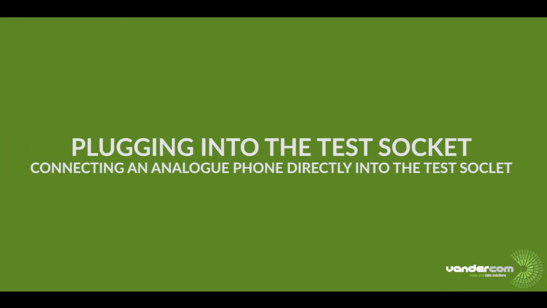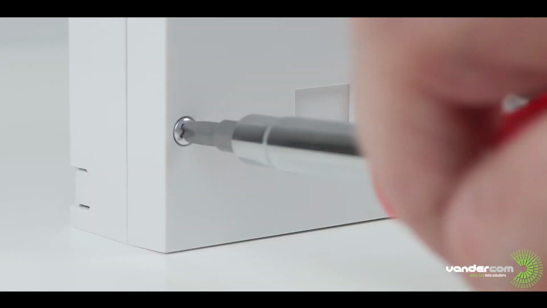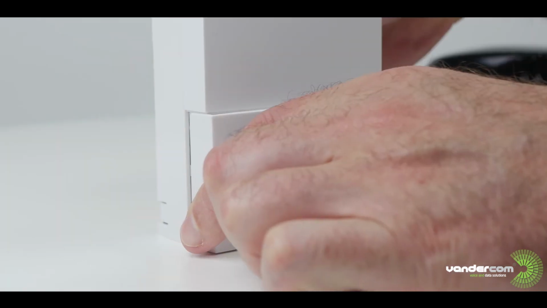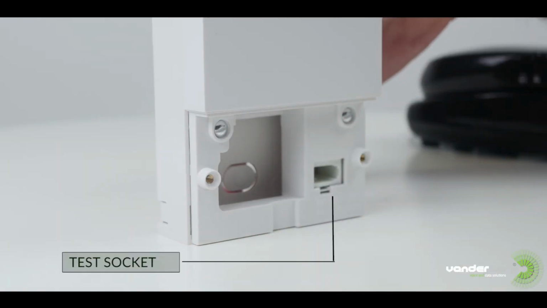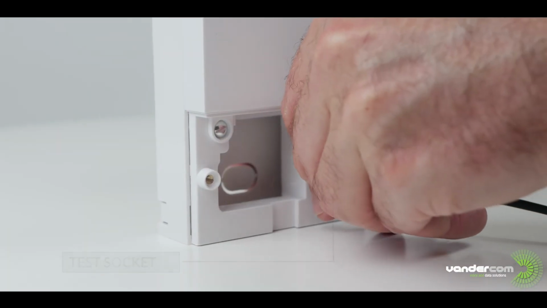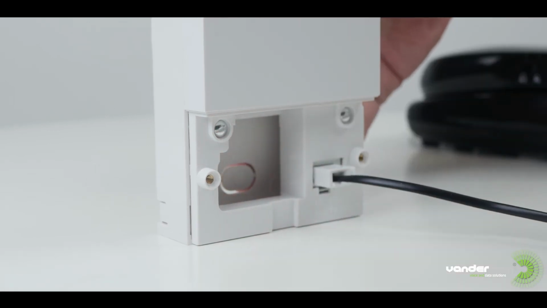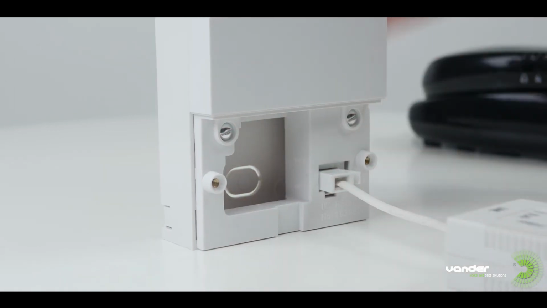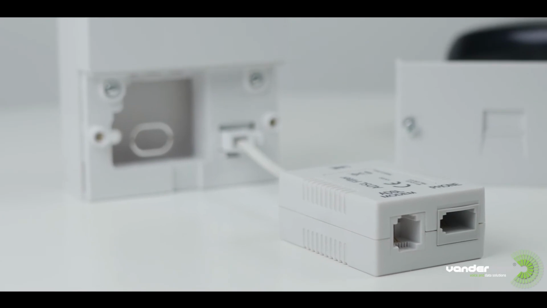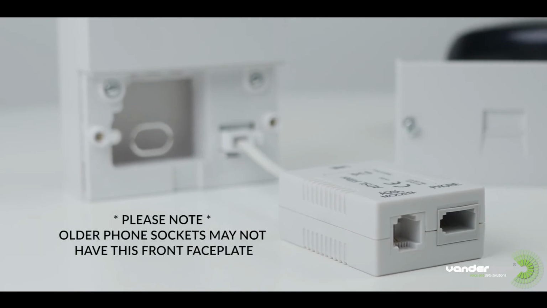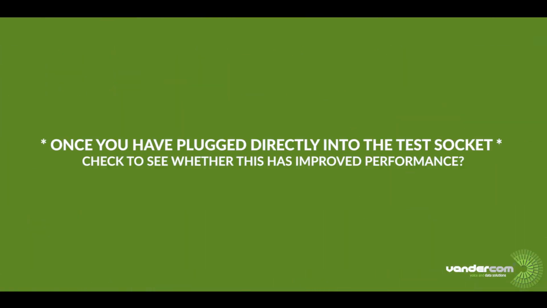Plugging an analog phone into the test socket. With a screwdriver, remove the front of the phone line box, and you can connect to the test socket to eliminate any issue with the front faceplate. Older phone sockets may not have this. Once you have done this, test to see if this has improved performance.